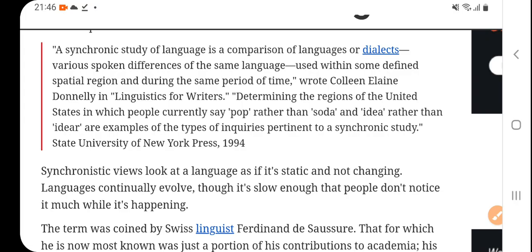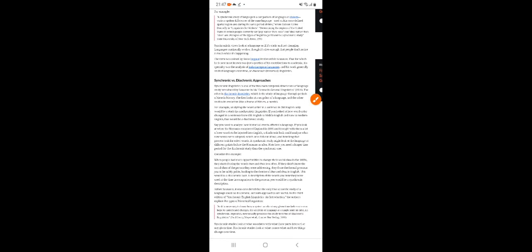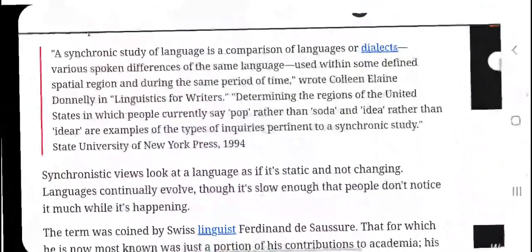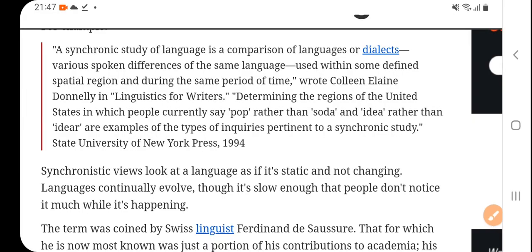Suppose South Indians speak English differently and North Indians speak English in a different way, used within some defined region and during the same period of time. Even in 2024, the accent, words, sometimes even grammar is different between North Indian speakers and South Indian speakers for the same English. So that's the study of synchronic linguistics.